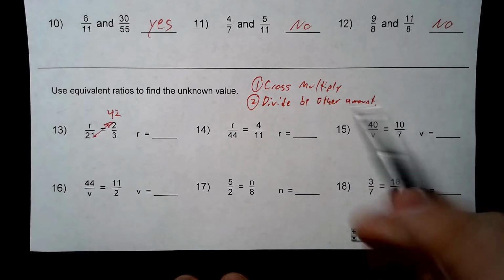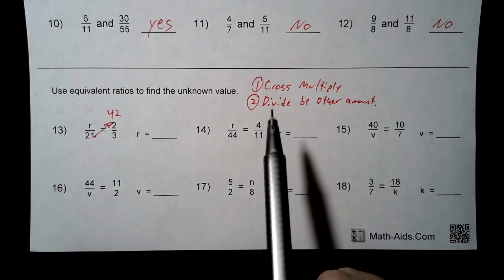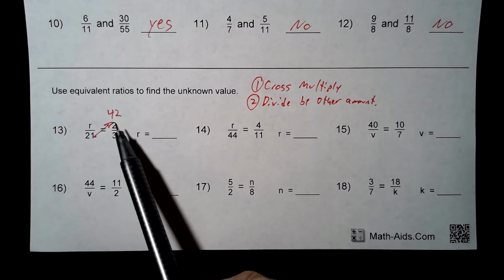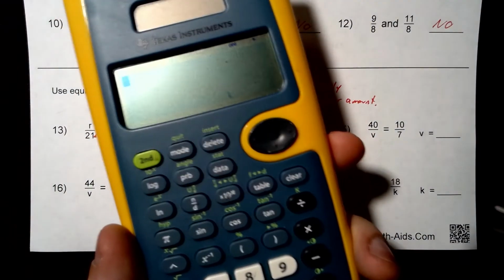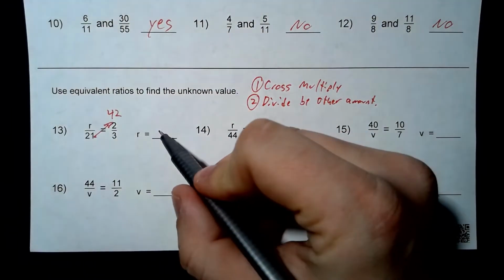And if you need to write this down somewhere, it should be in your notes from quarter 1. The notes are the one thing that we haven't been emptying out of our binder. But cross multiply, then divide. So we cross multiplied 21 by 2. Now we just divide by 3. So that's 42 divided by 3, 14. R equals 14.